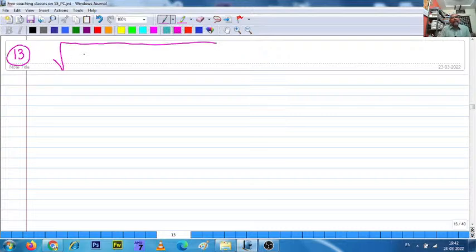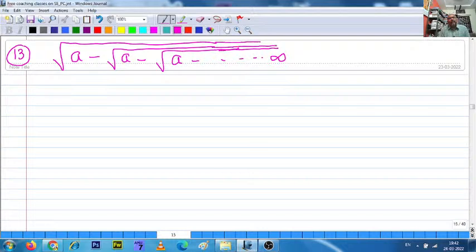Square root of a minus square root of a minus square root of a minus and so on to infinity, where a greater than 0, a is positive, equals what? What is your answer? Anybody? Fayaz, what's your answer? Ramesh, what's your answer? AJ, what is your answer?